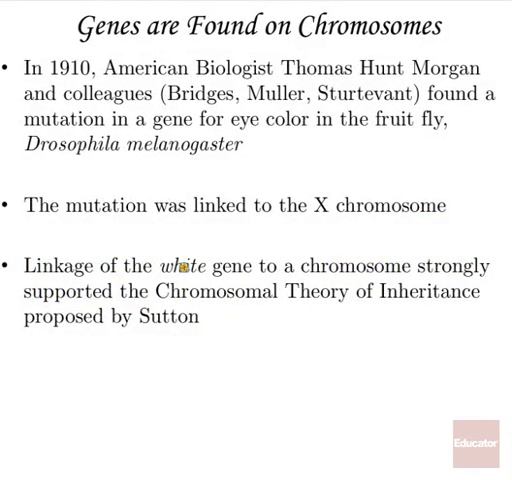Now, 7 years later, American biologist Thomas Hunt Morgan and his colleagues found a mutation in the eye color for Drosophila melanogaster. Now, this mutation was linked to the X chromosome. Right? Flies also have X and Y chromosomes. Now, the linkage of the white gene to a chromosome strongly supported Sutton's chromosomal theory of inheritance, proposed just 7 years earlier.